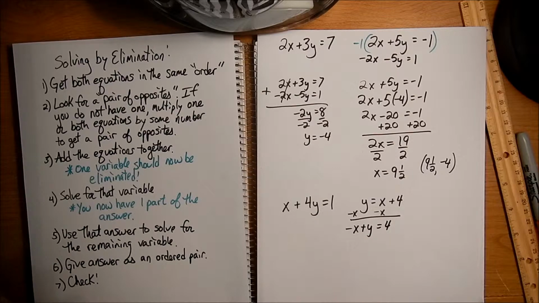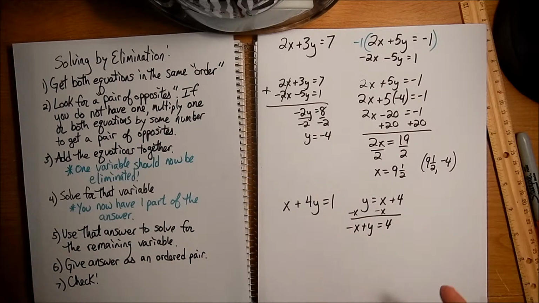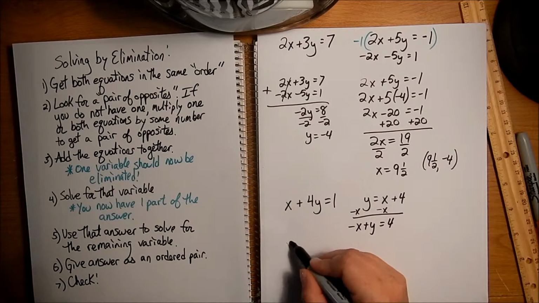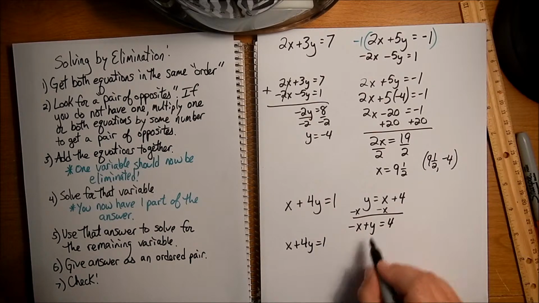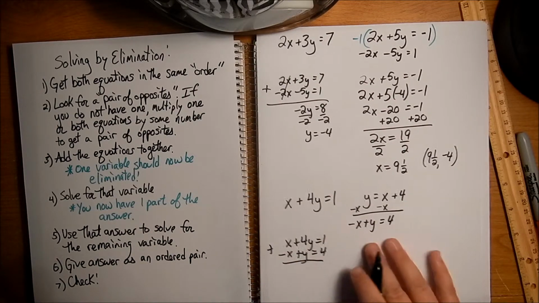Now in step 2, I want to look for a pair of opposites. So, as it turns out, I have one. I have a positive x and a negative x. So step 2 is already done for me. I don't have to multiply either one by anything because it's already done. So in step 3, I'm going to add the equations together. So I'll just write them on top of each other. x plus 4y equals 1. And this one, -x plus y equals 4. I'll add those two together.